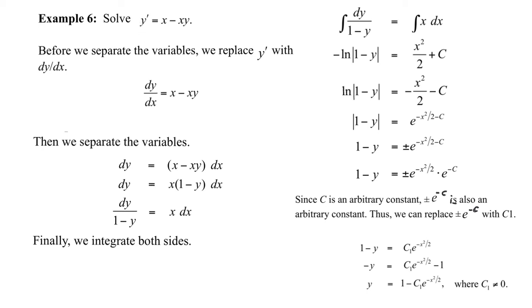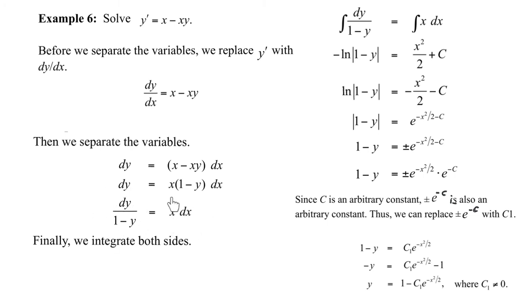So y prime you can write as dy over dx, and the right side is x minus xy. Multiply both sides by dx, so you will get dy equals x minus xy times dx. Then factor out x. x is the common factor, so x times 1 minus y dx. But we don't want the term which has y on this side, right? This side we should have only x, so divide by 1 minus y. You will get 1 over 1 minus y dy. On the other side you have only x dx. So we already separated the variables here.